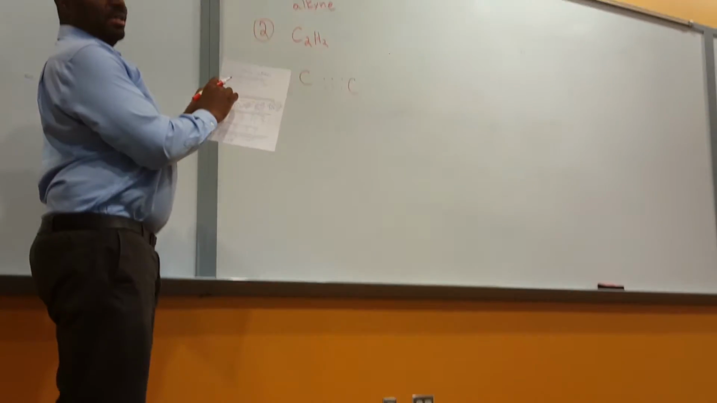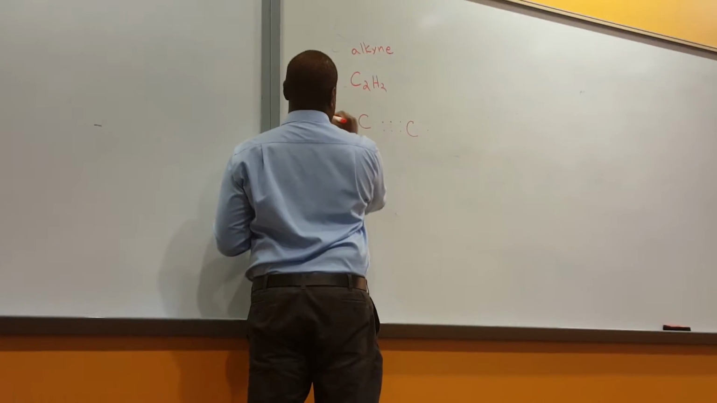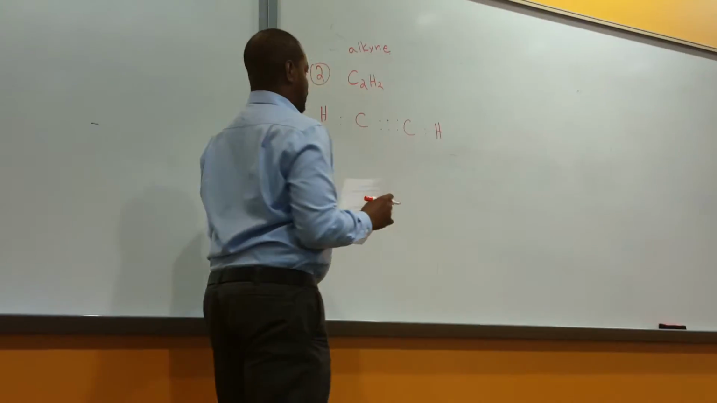And then you see you have C2H2. So you draw hydrogen on either side. Hydrogen only needs 2 electrons to be happy. Right? Violation of the octet exception today.